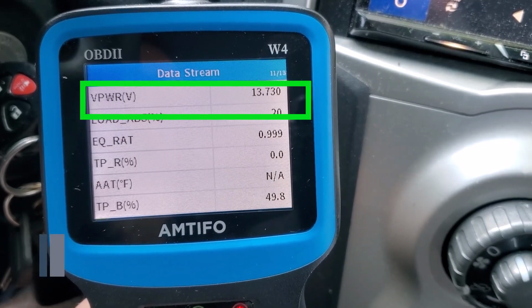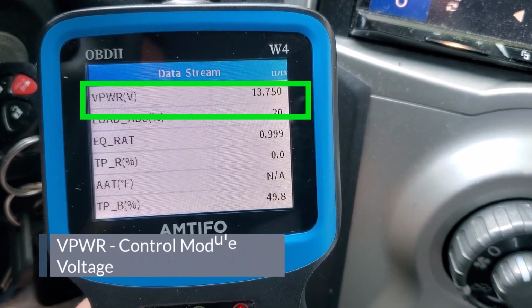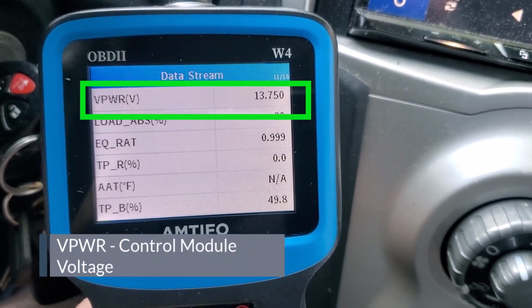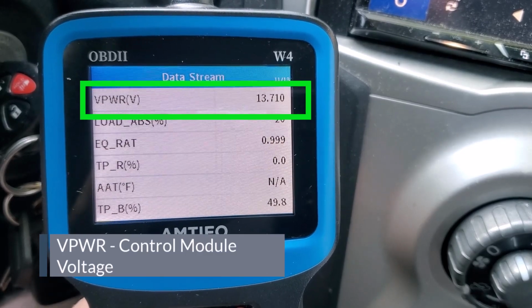Okay, V power. This is going to be the voltage at the control module. So basically your control module voltage, and you can see this is at 13.7.